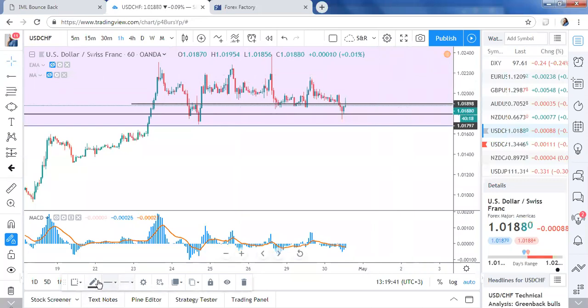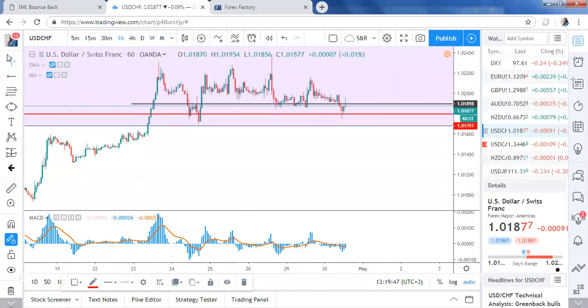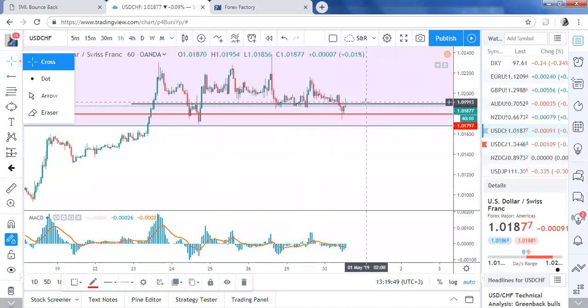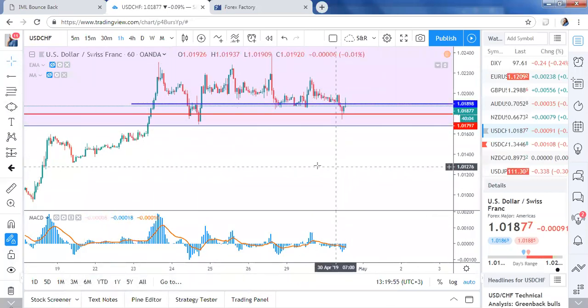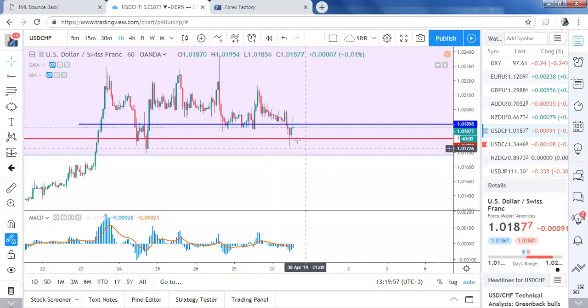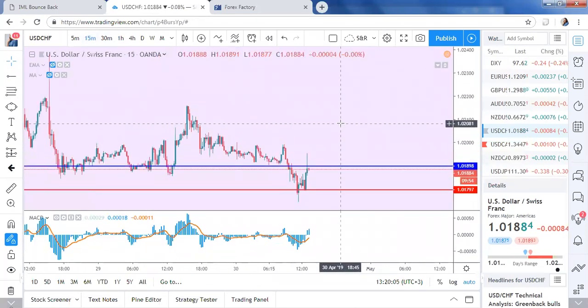So let me just change the color for a second so we know. I put that red so we know that's our sell, and I'm going to put this blue so we know this is our buy. Good. So Bounceback has called the buy in this area, right? So let's deal with the buy first. Let's come down to the 15-minute time frame.